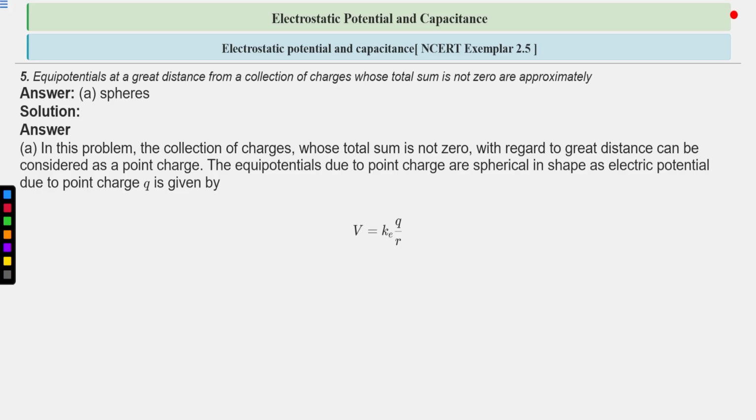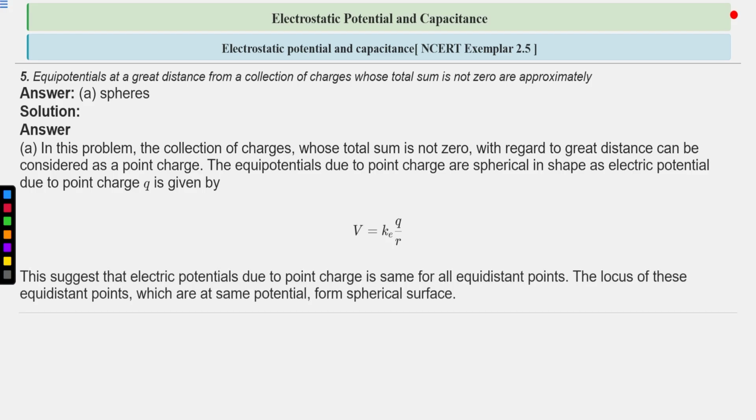V equal to Ke Q by R. So this is the potential due to a point charge. This suggests that electric potential due to a point charge is the same for all the equidistant points. So for fixed R, for equidistant points from a point charge, the electric potential is the same. The locus of these equidistant points which are at the same potential forms a spherical surface, that we already studied in equipotential surfaces. Due to point charges, what shape of equipotential surfaces are there? Spherical.